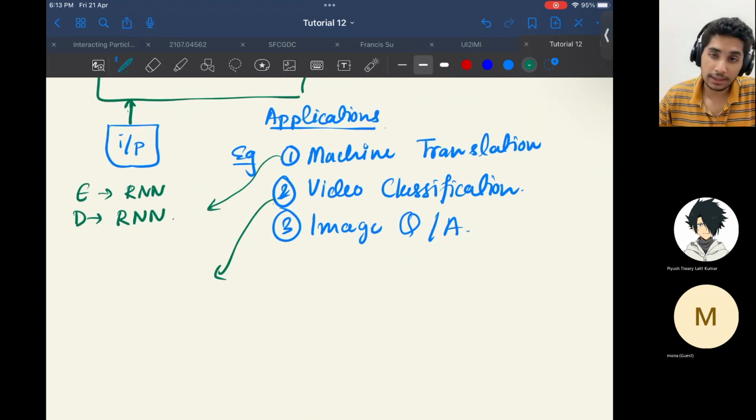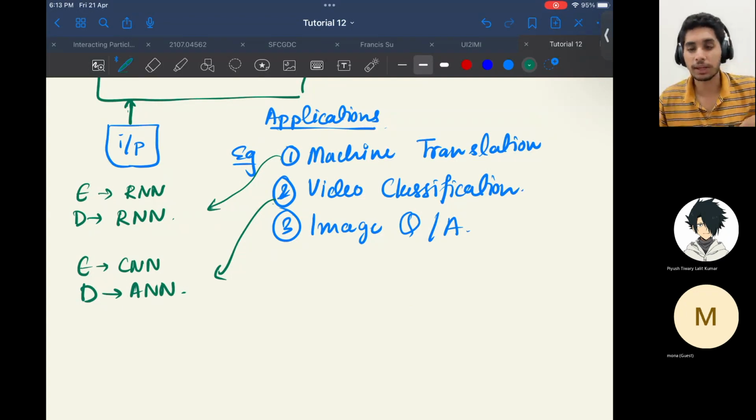However, in video classification, your encoder is going to be a CNN. It is going to have a CNN component. Why? Because video is nothing but a sequence of images. So your encoder needs to have a CNN kind of architecture because it has to deal with images, and we know that CNNs are the architecture that you go for when you are dealing with images. However, the decoder here is nothing but a simple artificial neural network, a feed forward network which will take the summary as input and give softmax probabilities.